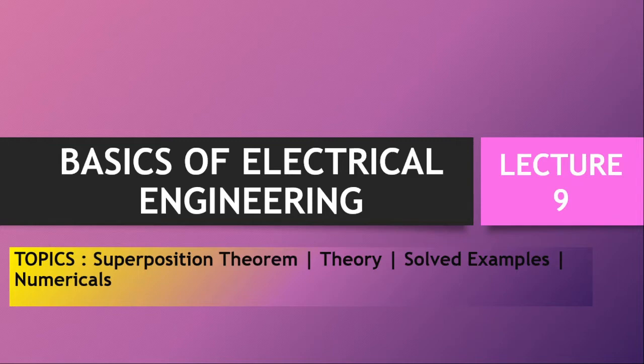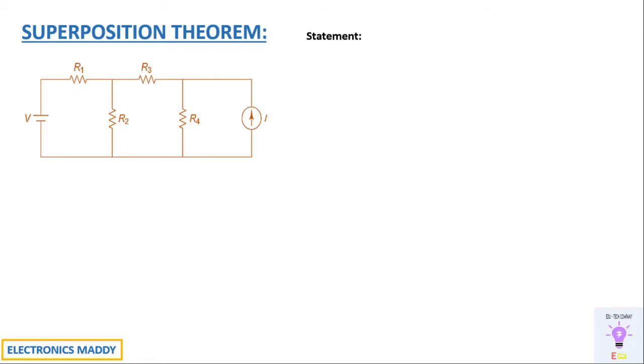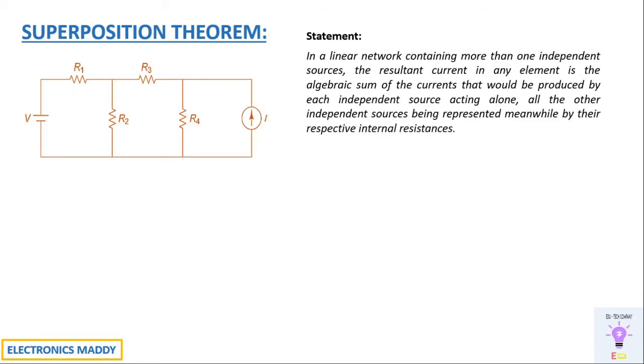In this lecture, we are going to see the superposition theorem, the theory behind it, and a few solved examples with respect to it. So let's get started. Any theorem for that matter will have a statement and it will try to convey something to us. We'll try to look at the superposition theorem in the simplest way possible. We'll consider a circuit, look at the statement, and try to correlate what the statement is trying to convey with respect to this circuit.